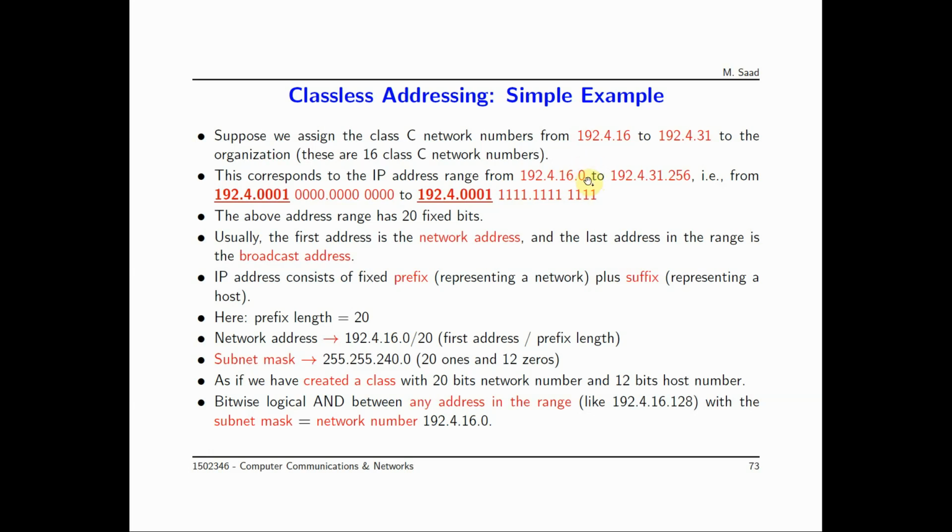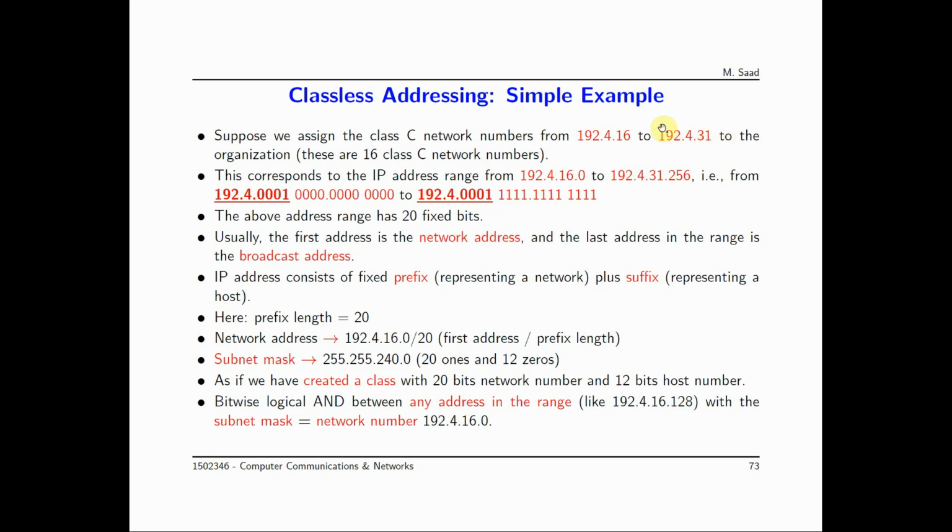So the first possible combination for the 8 bits is just 8 zeros. So in decimal, it would be 0. So for this Class C network, the first IP address available is 192.4.16.0. And the second IP address available, obviously, on this network is 192.4.16.1, in binary 7 zeros and a 1, right? What is the end of my IP address range here? What is the last address in my block of IP addresses?